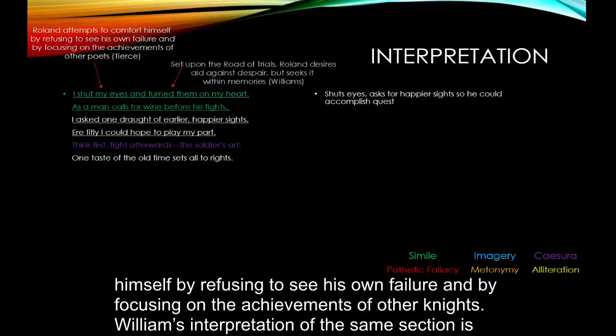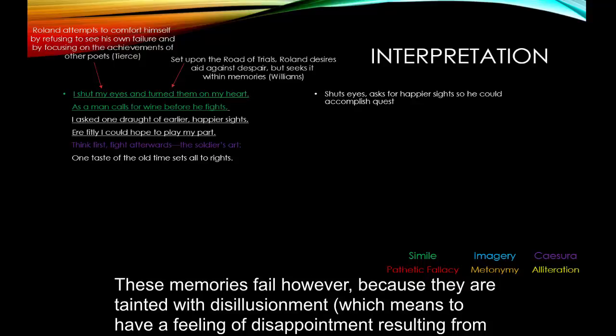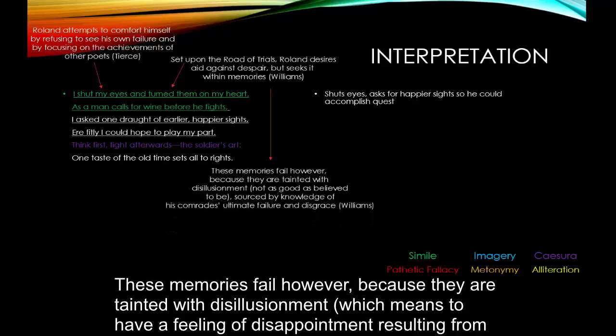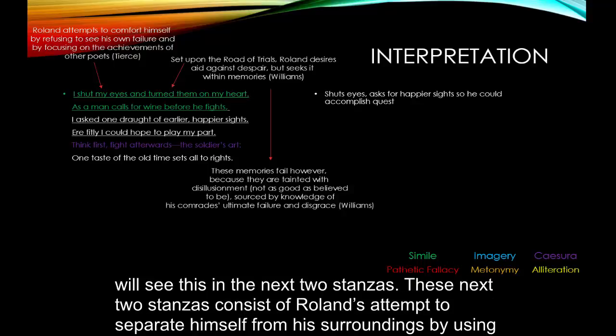Williams' interpretation of the same section is that set upon the road of trials, the third stage of Campbell's heroic journey, Roland desires aid against despair, but seeks it within memories. These memories fail, however, because they are tainted with disillusionment, which means to have a feeling of disappointment resulting from the discovery that something is not as good as one believed it to be, sourced by knowledge of his comrade's ultimate failure and disgrace. We will see this in the next two stanzas.